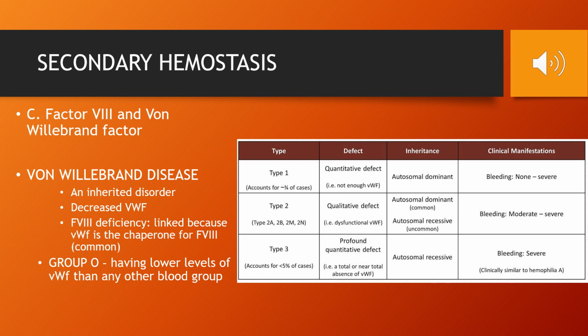So the level of von Willebrand factor can also vary in people according to their ABO blood type. So group O individuals have lower levels of von Willebrand factor than any other ABO groups. So von Willebrand factor is an acute phase protein, as is factor 8. So the levels are expected to increase during pregnancy, in cases of trauma, infections, and stress. So here is a table showing the different types of von Willebrand disease: type 1, type 2, type 3, their corresponding defects, mode of inheritance, and clinical manifestations.